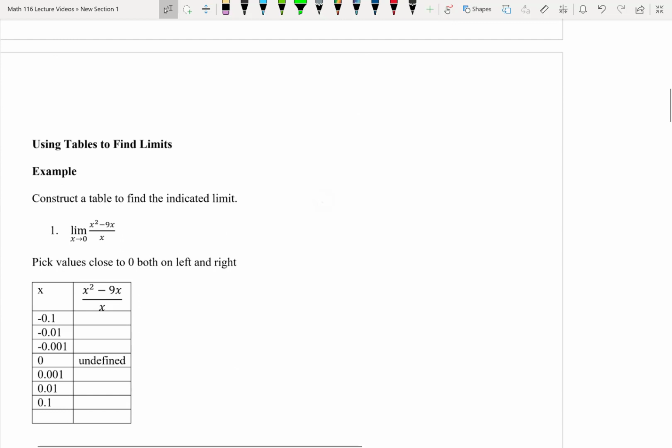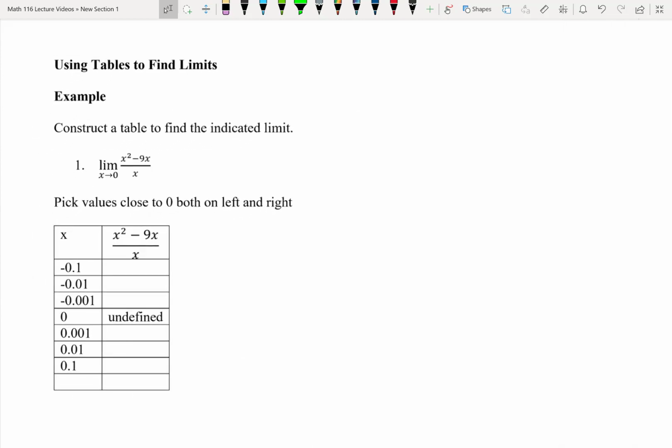So let's practice using a table to evaluate the limit. So we're going to look at the limit as x approaches 0 of x squared minus 9x over x. So we pick values close to 0 on the left and on the right. And we're going to plug those values into the original function to see what we get for y values. So I've given you suggestions in the table. We're going to start with x is -1/10. So we want to plug in -1/10. So again, you're just plugging it in to the original function.